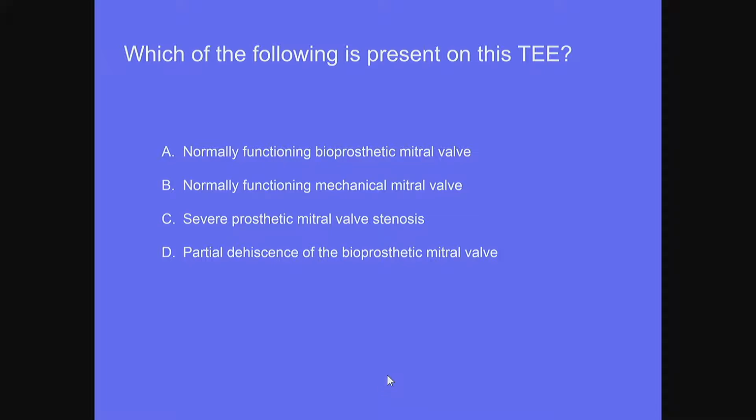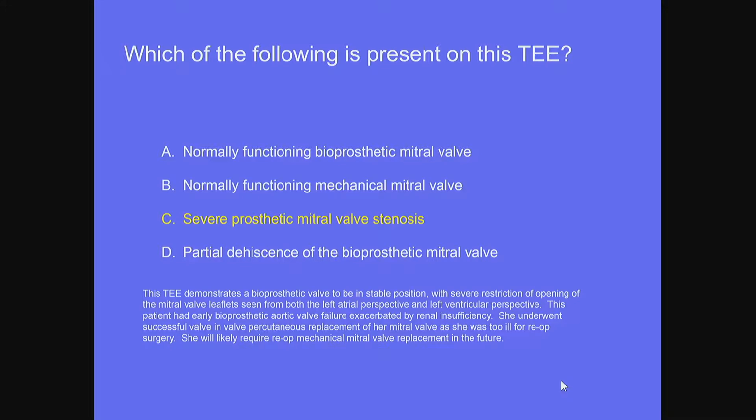A, normally functioning bioprosthetic mitral valve. B, normally functioning mechanical mitral valve. C, severe prosthetic mitral valve stenosis. D, partial dehiscence of the bioprosthetic mitral valve. The correct answer is C, severe prosthetic mitral valve stenosis.